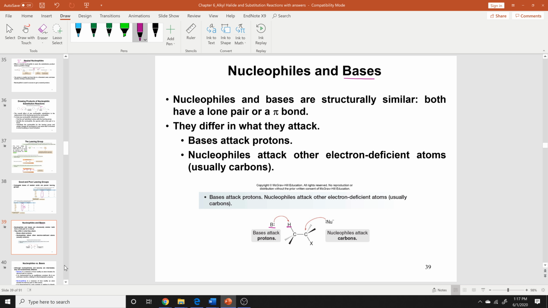So bases use the lone pairs to form a bond with the hydrogen. And we say bases attack protons. This is the difference between bases and nucleophiles. And nucleophiles, on the other hand, use their lone pairs in order to attack an electron deficient site. So that carbon needs to be partial positive so that the nucleophile attacks it. See the difference? Both have lone pairs, and bases are nucleophiles.